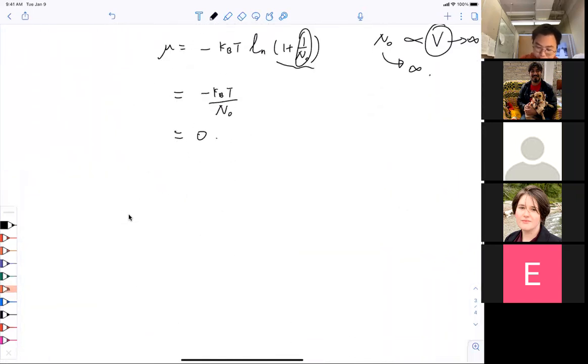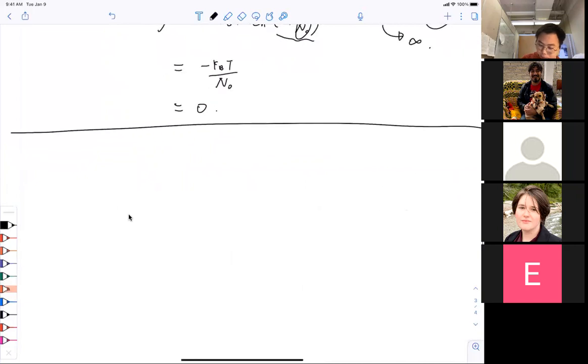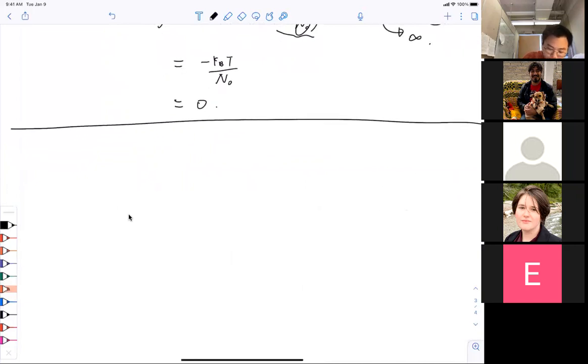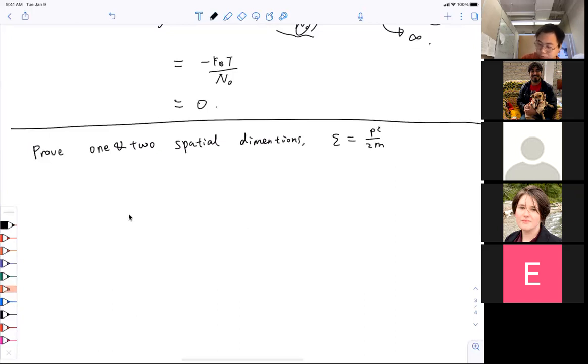Okay, so the next question, which is actually a problem, is: let's prove that in 1 dimension and 2 dimensions of spatial dimension, with spectrum p squared over 2m, there is no BEC. Basically it means BEC only happens in 3 dimensions or higher.